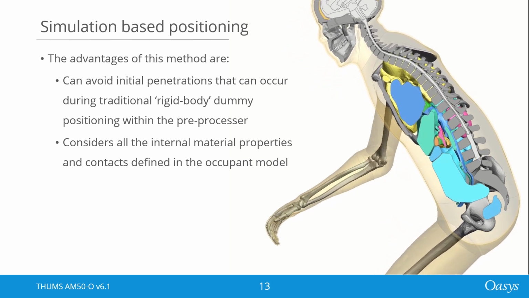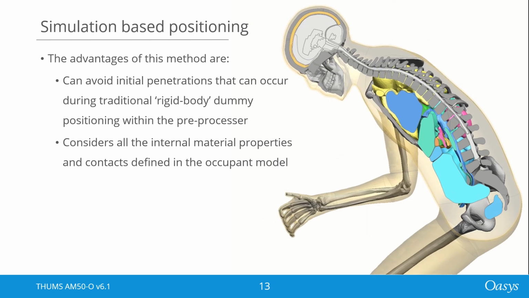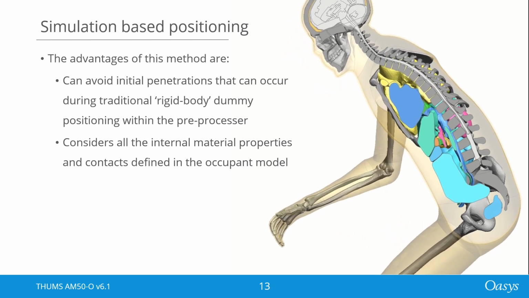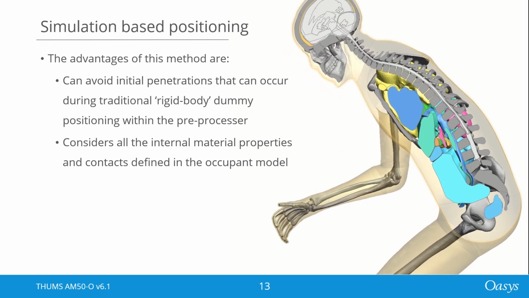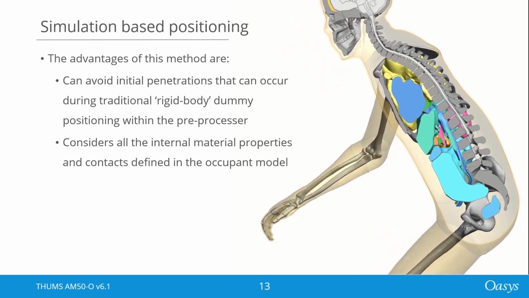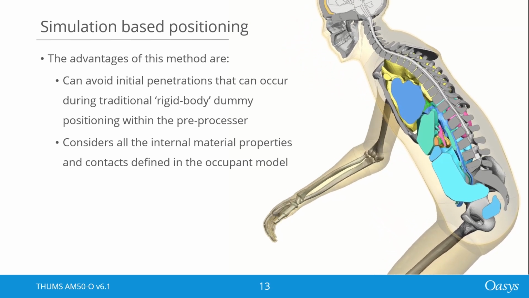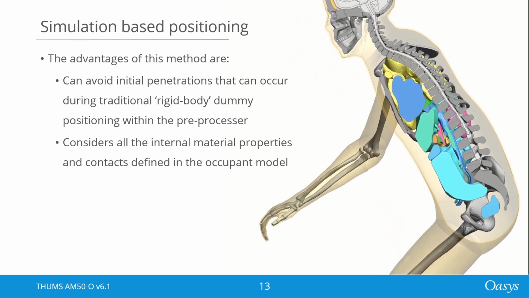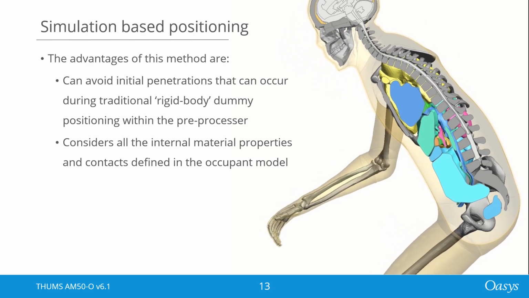So why would you use simulation to position a human body model? Well, one of the main reasons is that you can avoid initial penetrations that can often occur between assemblies during preprocessor positioning. Also, during the positioning analysis, the simulation takes into account all the complex internal material properties and contacts that are defined in the occupant and seat model. And this makes simulation-based positioning much more realistic.